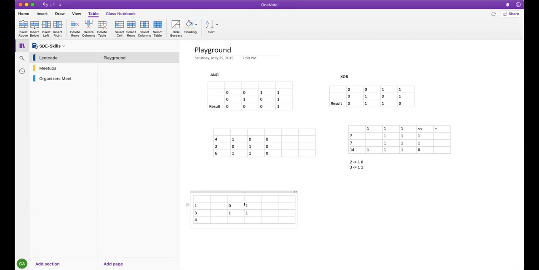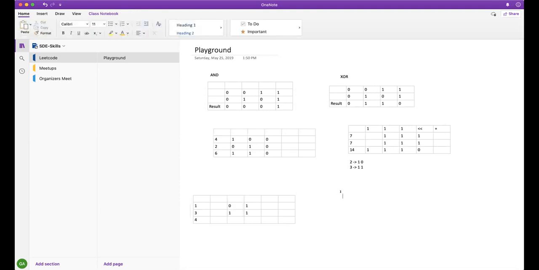Looking at these two numbers, we know at what places we are going to get a carry. 1 and 1 gives a carry. So this column is going to give us a carry. Whatever carry we get at this location, we have to apply at the next location.